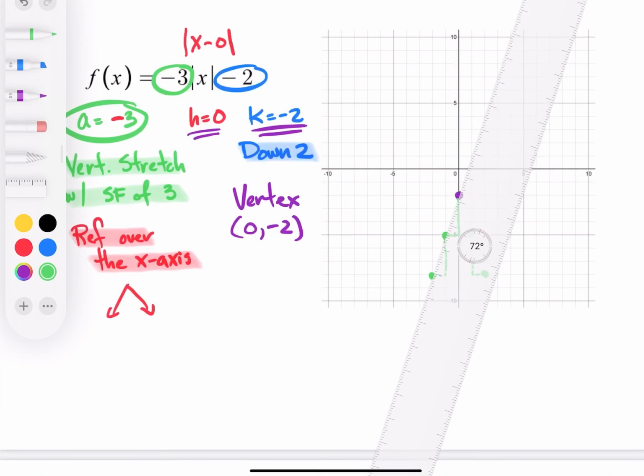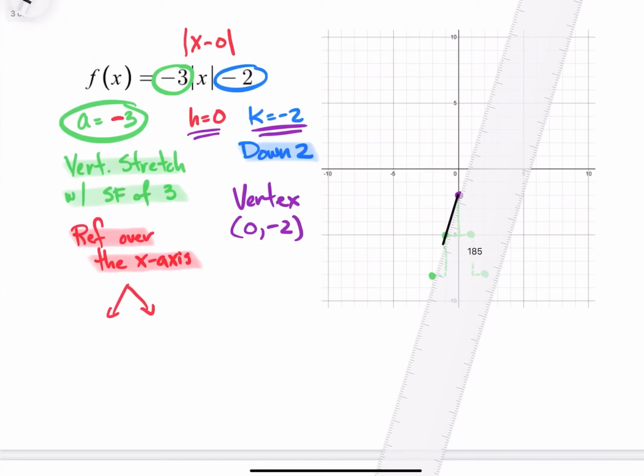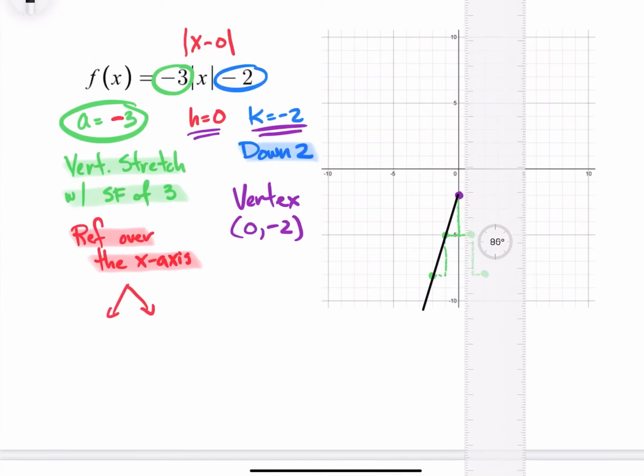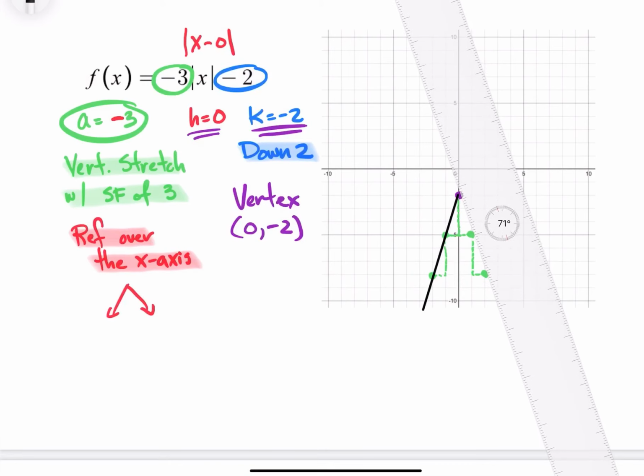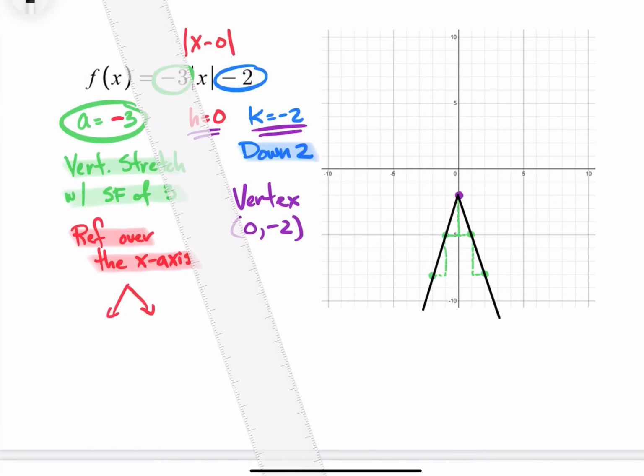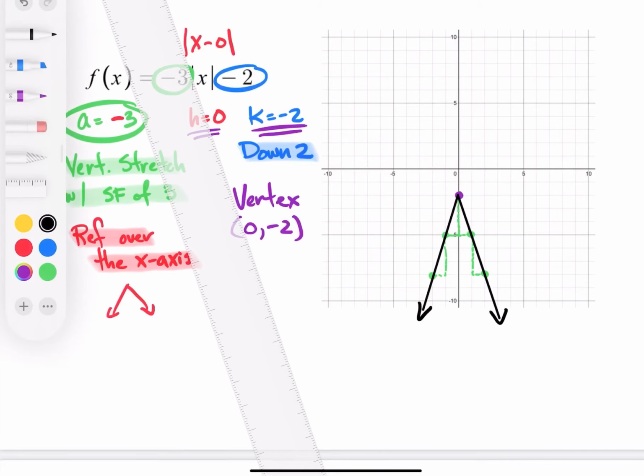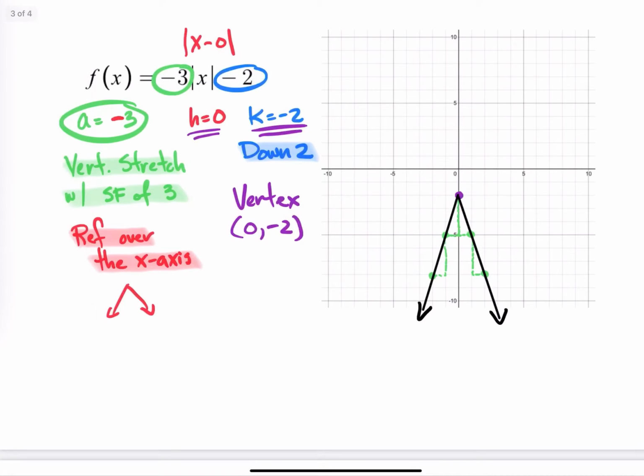So I'm going to go ahead and draw this V shape, but the V shape is upside down. And again, the reason why it's upside down is because our a value is a negative value. So we have a negative a value. That's why it's going in a downward direction. Okay. Now notice that the graph is also skinnier because the absolute value of our a value is greater than 1. All right, let's take a look at the next one.